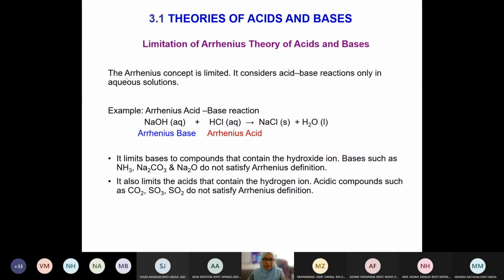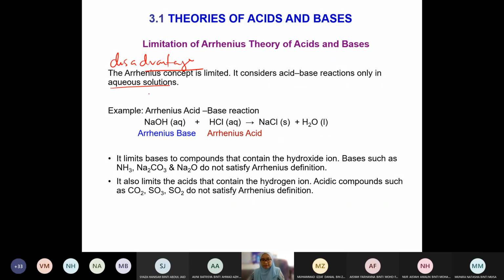So the thing about Arrhenius is that the concept is very limited. This is the disadvantage of Arrhenius. It considers acid-base reactions only in aqueous solution. What about other substances that do not react with water, do not produce OH minus in water, but still have the characteristic of a base? For example, ammonia just now. Ammonia will not produce OH minus in water, but it is basic.